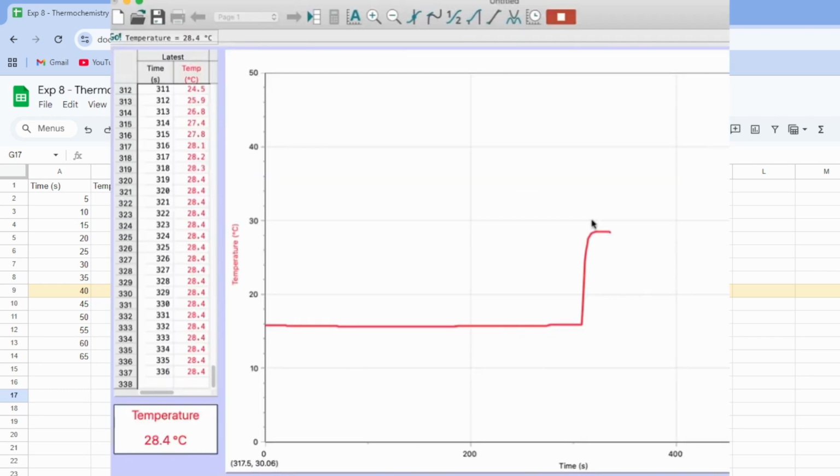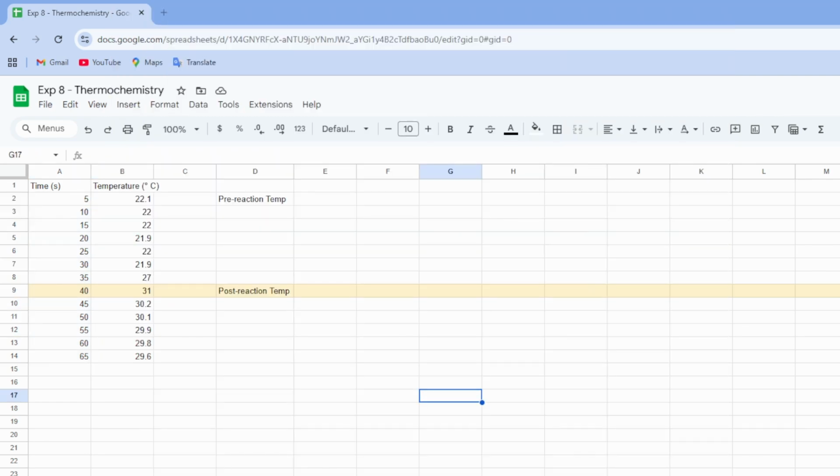The main thing you want to be looking out for in your data is the point at which the reaction actually begins, meaning when you see the temperature jump up on your Logger Pro graph. I inserted a yellow bar here in my sample data to indicate the highest temperature point after I added the acetic acid, and as you can see, every data point but one was at room temperature.